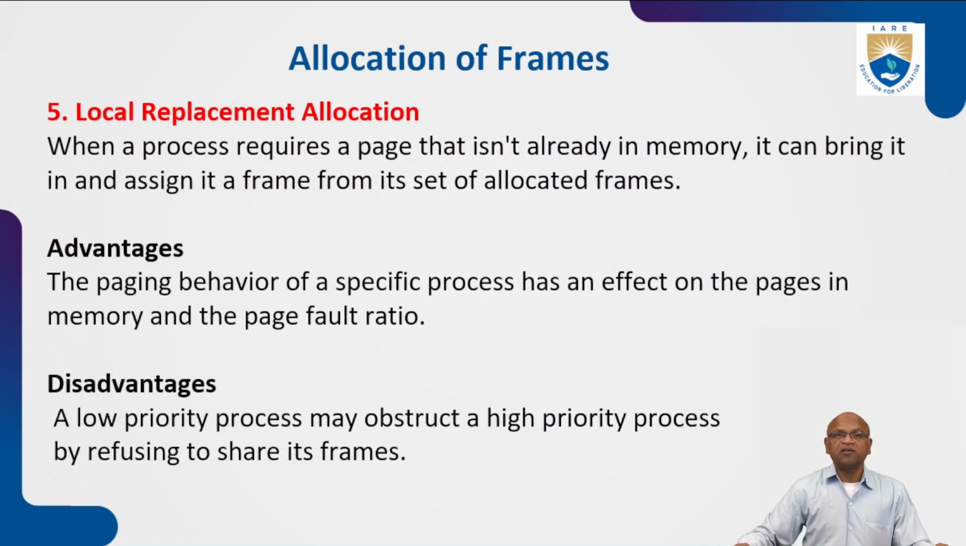Local replacement allocation: when a process requests a page that is not already in memory, it can bring it in and assign it to a frame from its own set of allocated frames. So the paging behavior of a specific process has an effect on the pages in memory and the page fault ratio. The disadvantage: a low priority process may obstruct high priority processes by refusing to share its frames.